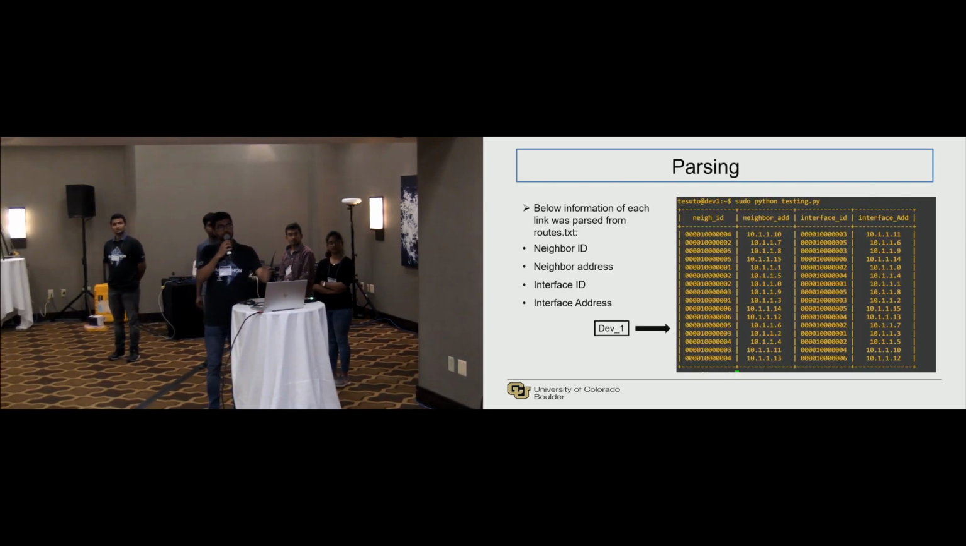And this is now coming to the XRBGP part. We didn't know much about XRBGP, so we tried to use the file that was given to us, the JSON file, to parse some of the information, such as the neighbor ID, neighbor address, interface ID, and print it using pretty table in the UI.